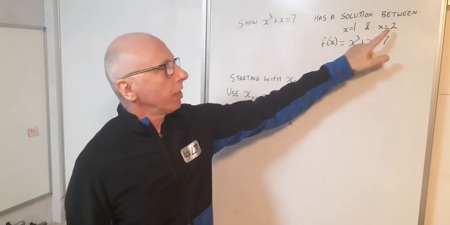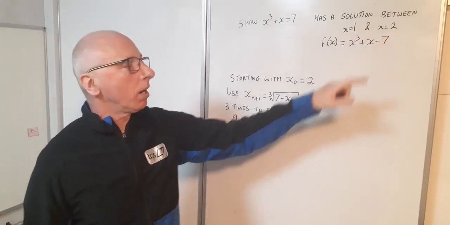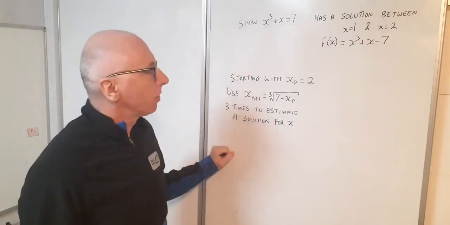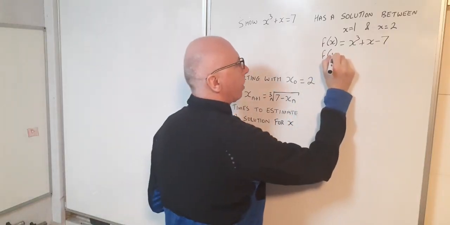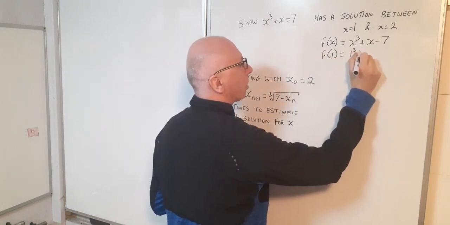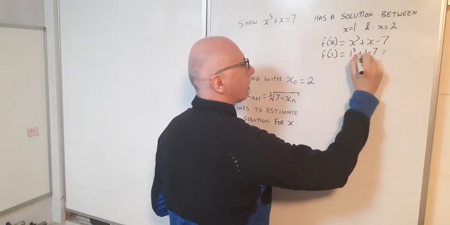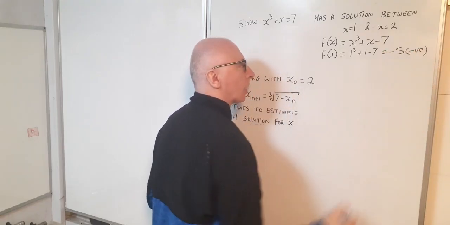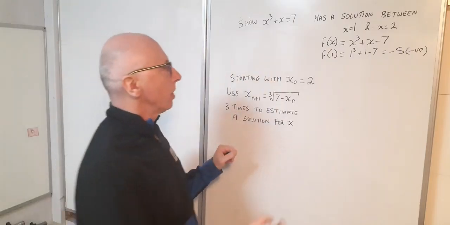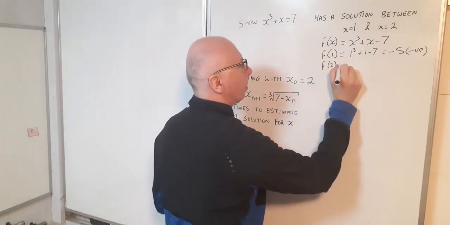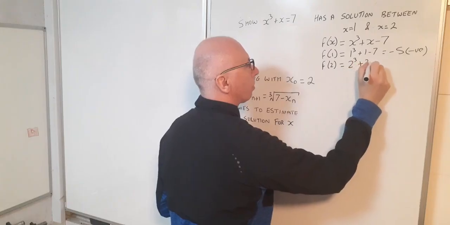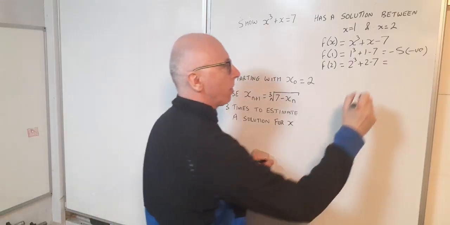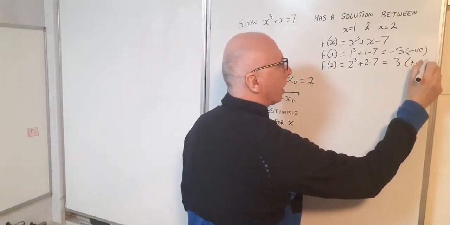And then with x equals 1 and x equals 2, plug those into our function and hopefully we get a change from negative to positive. So f of 1 equals 1 cubed plus 1 minus 7. So 1 plus 1 is 2 minus 7 is minus 5. So that's negative. So hopefully when we plug in 2 we get a positive. So f of 2 equals 2 cubed plus 2 minus 7. So that's 8 plus 2 is 10 minus 7. That gives me 3. And that's positive.